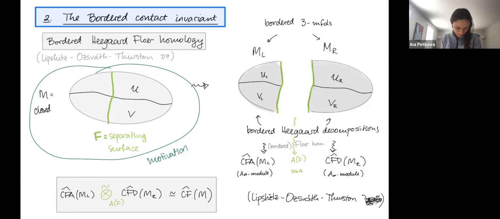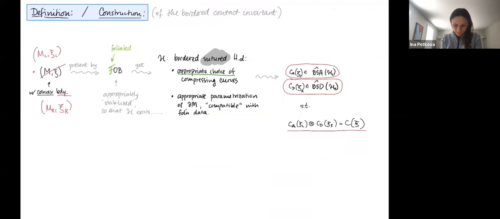Okay, so the takeaway from this kind of schematic chop-chop picture is that things with boundary have an analogous construction of a Heegaard Floer type invariant. So the gluing corresponds to taking a tensor product, and you can study pieces of things and you can recover data by taking a tensor product.